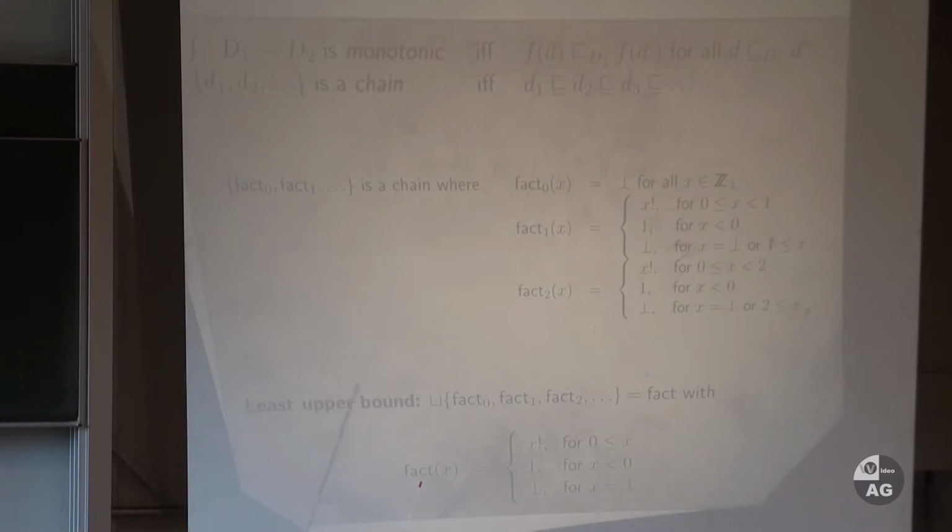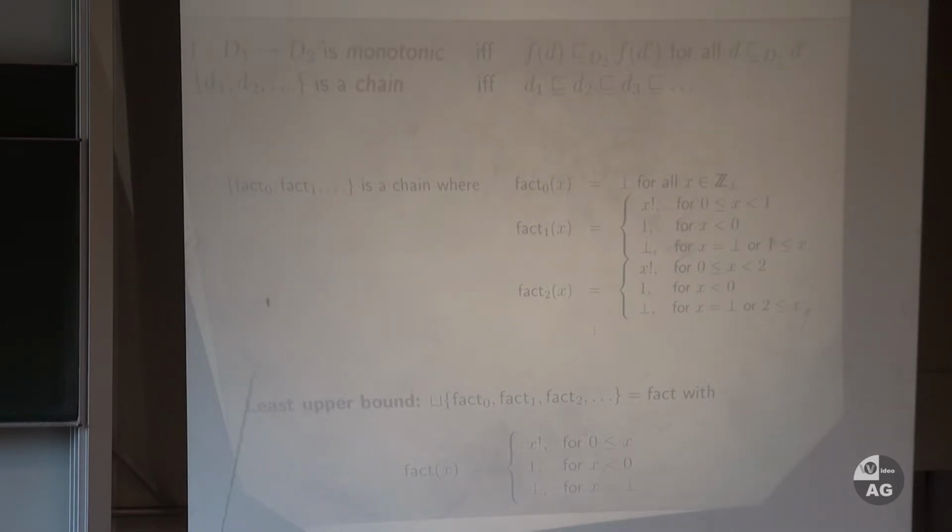The only problem is that there are certain values where these approximations are still undefined. So for example, fact0 is undefined everywhere. Fact1 is defined for numbers up to 0. So for x equals 0, it computes the factorial. For negative numbers, it computes 1, and otherwise it's undefined. And this one is defined for numbers up to 1. The next one is defined for numbers up to 2, and so on. So if we move further and further, we get closer and closer to the real factorial function, which is defined on all numbers. And the idea is that we will define the semantics of recursively defined functions as the least upper bound of such a chain of functions.